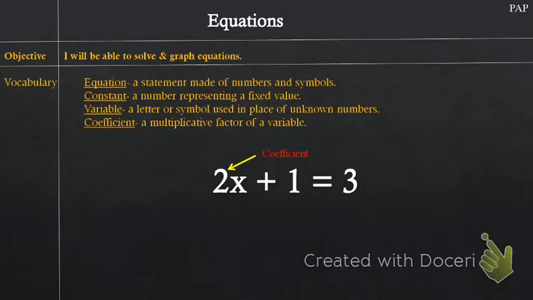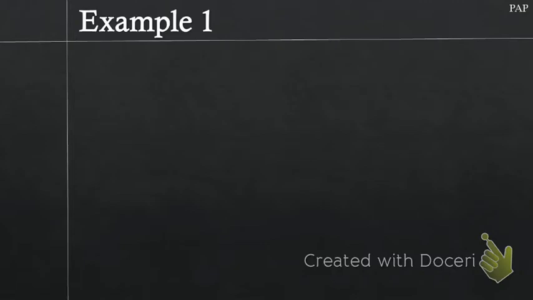The 2 is your coefficient, the number in front of the variable. Your x, your letters, is your variable. Your constants are the ones that are just the numbers. And then your plus sign is your operator.